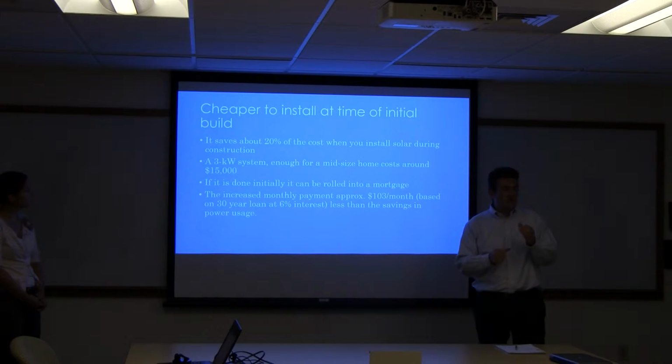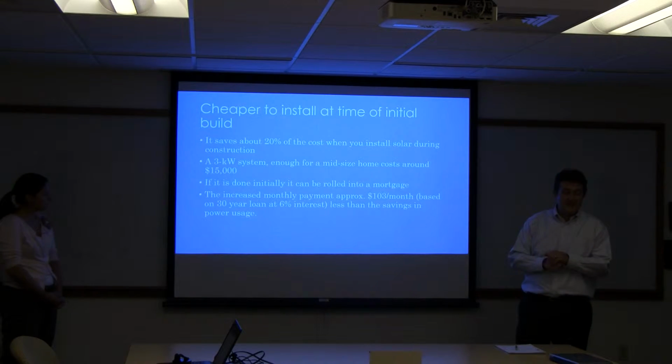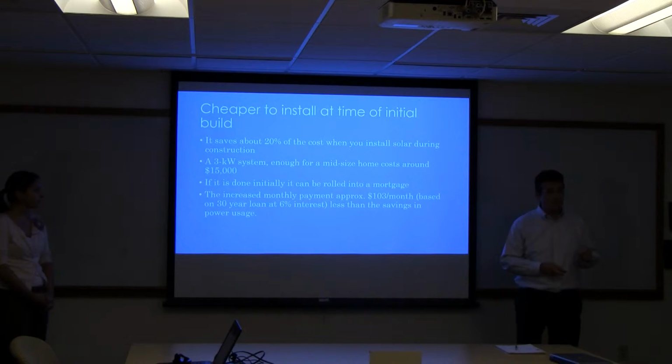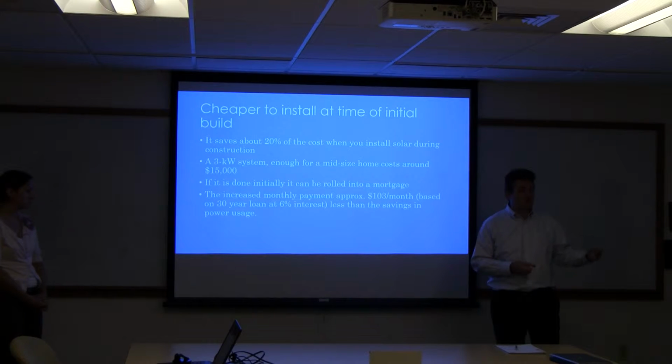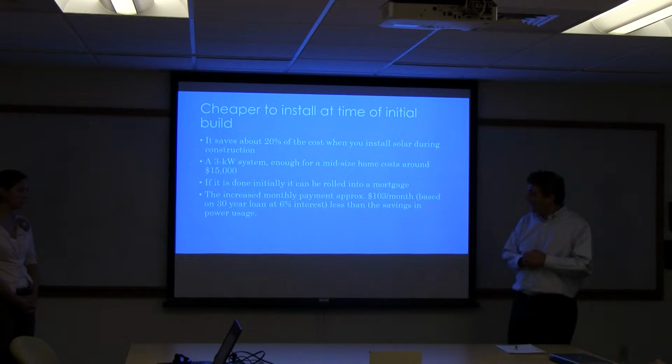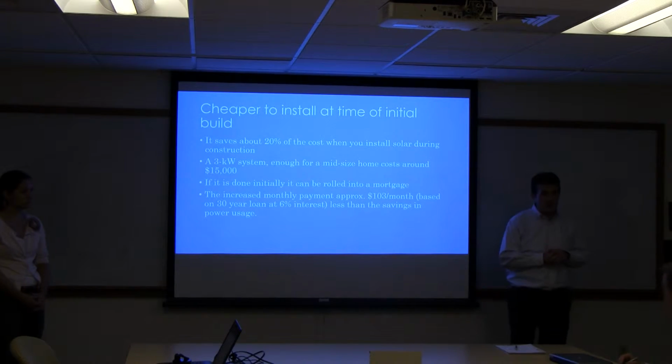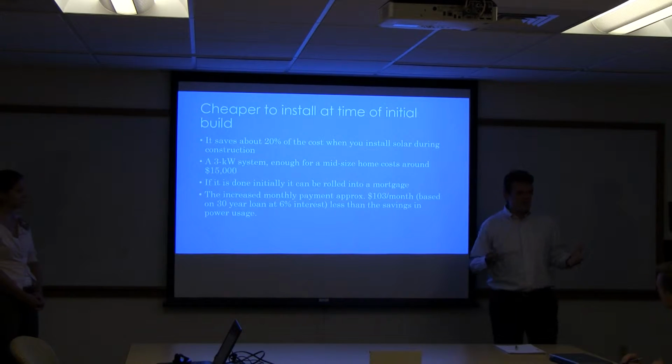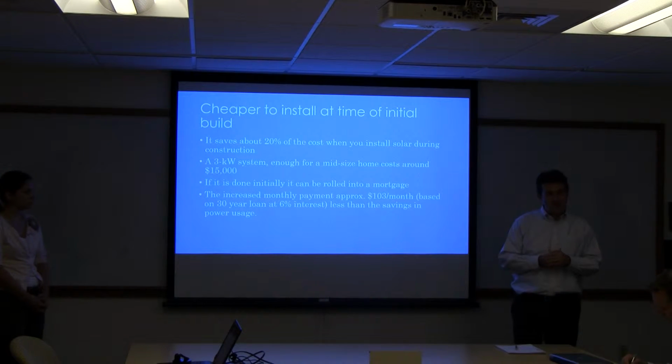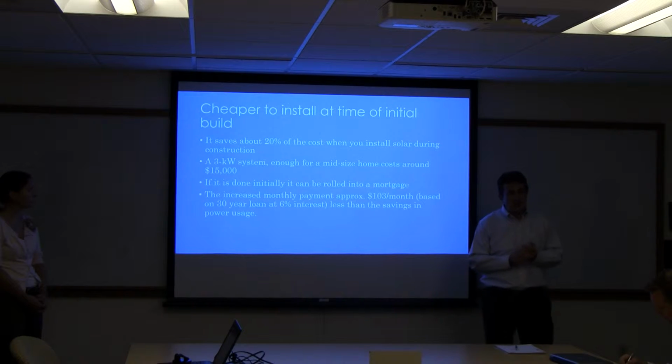When you install solar as you're building it, it's about 20% less expensive to install the solar panels on the roof of new construction than to retrofit it after it has been completed. A basic 3 kilowatt system, which will power pretty much any mid-sized home for all of its basic energy needs, is about $15,000 to install.